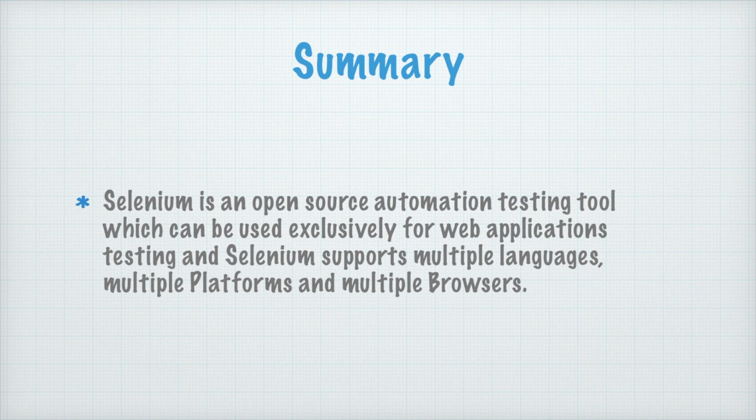Let's summarize what is Selenium. We mentioned that it is open source and a collection of tools, and it supports multiple browsers, multiple languages and multiple operating systems or platforms. So in total, if we combine all the terms and technologies, we can define Selenium this way. Selenium is an open source automation testing tool which can be used exclusively for testing web-based applications, and Selenium supports multiple languages, multiple platforms, and multiple browsers.